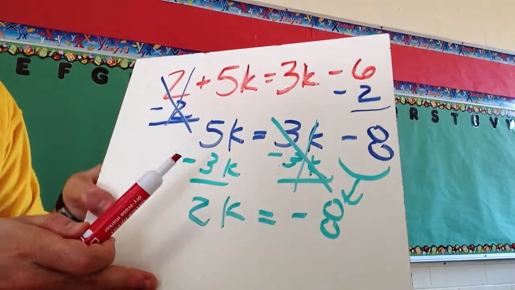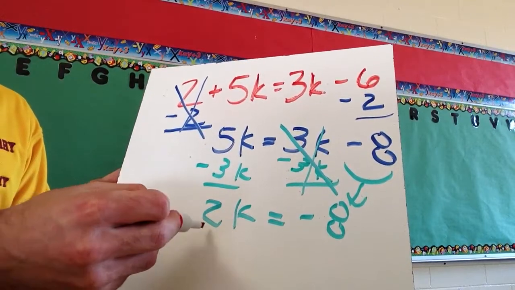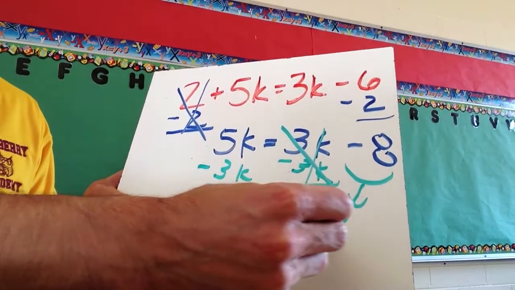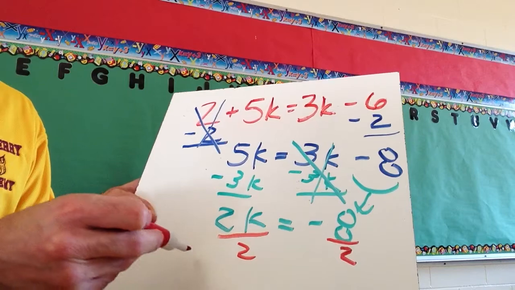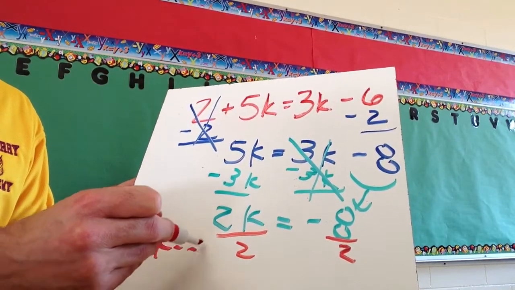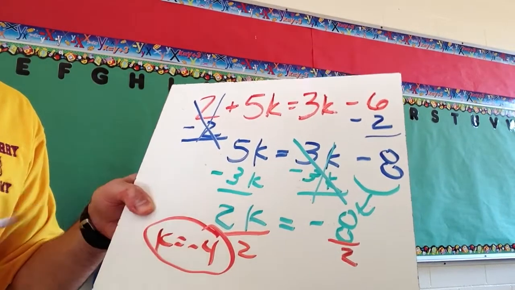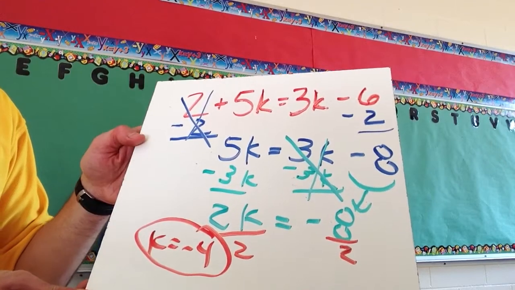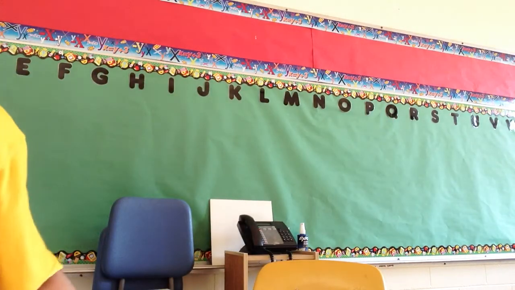And then finally, I need to get rid of the 2 that's in front of the k, so I'm going to divide both sides by 2, and I should be left with k equals negative 4. I'm going to have you practice this.